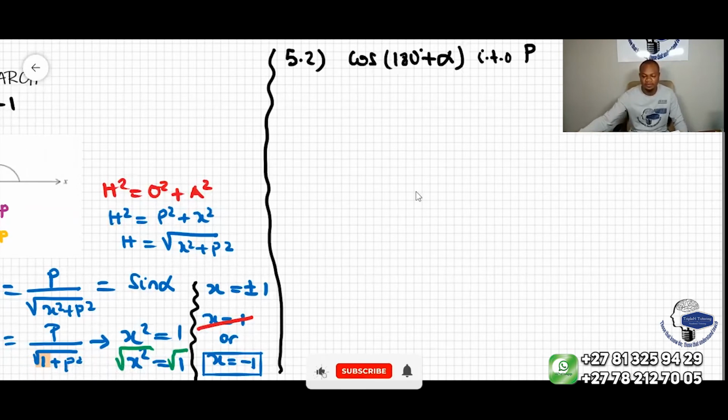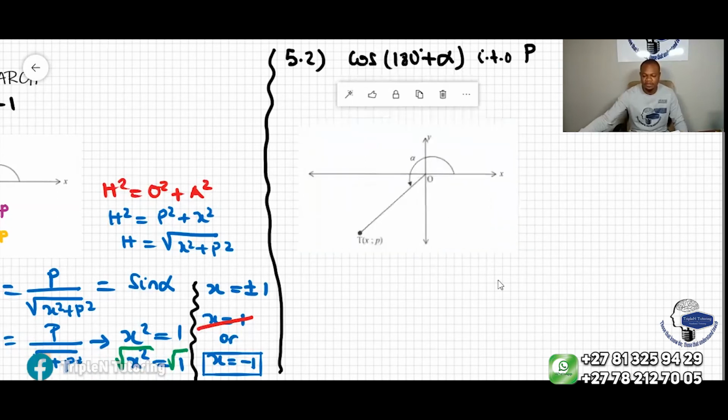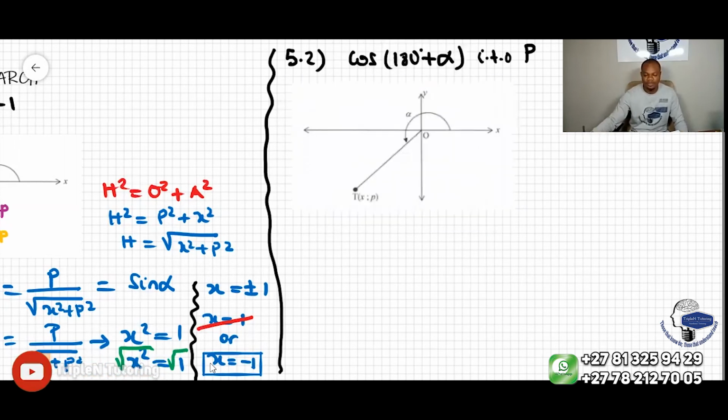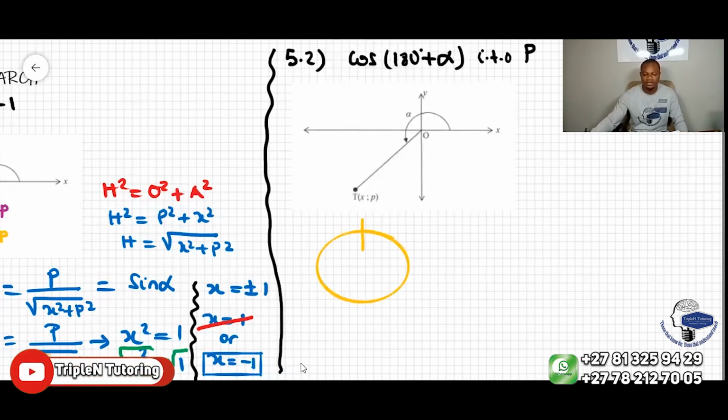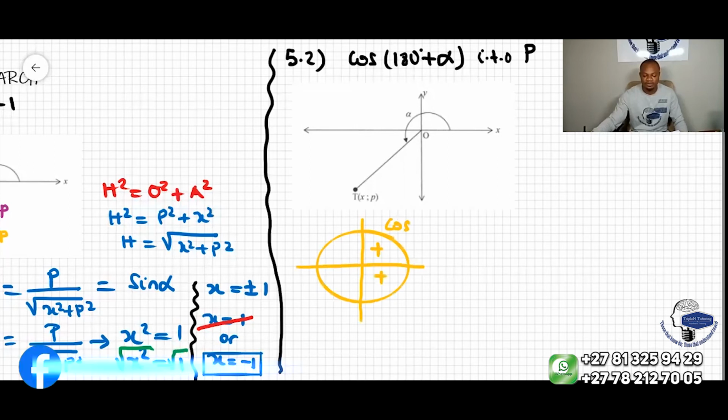I'm going to paste the same graph over here also. We need to work it out with the help of this graph. So let me make it a bit bigger. First, what do we know? Cos of, okay, I'm going to draw the circle here. If I draw my trig circle here, we do know that cos is positive in the first and the fourth quadrant, so it's negative here in the second and third.